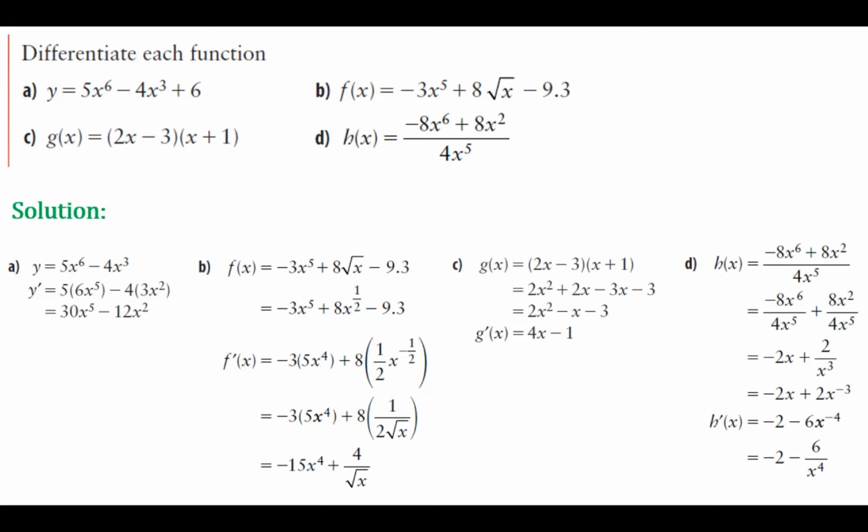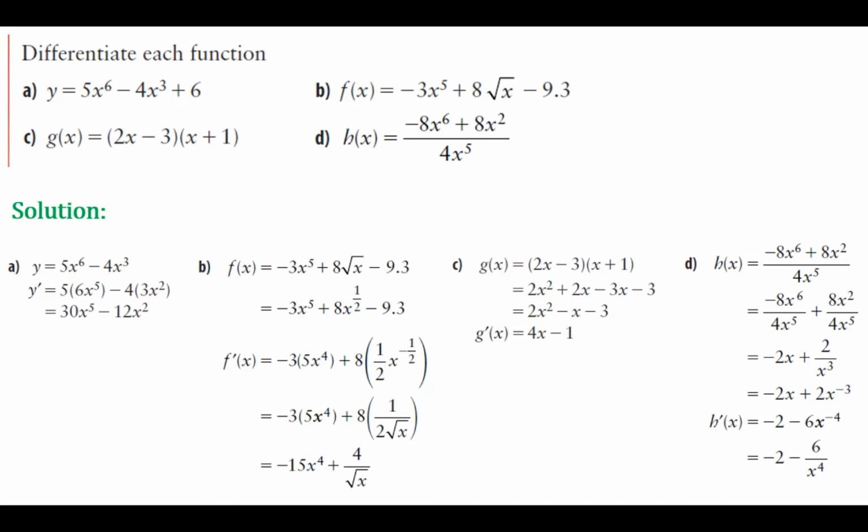The third question. First of all, we can expand this polynomial, right? If you expand this polynomial, you will get g(x) is actually 2x squared minus x minus 3. Then according to the sum rule and the constant multiple rule, the derivative of the sum of 3 parts is the sum of the 3 derivatives. Therefore, the derivative of g(x) equals 4x minus 1.